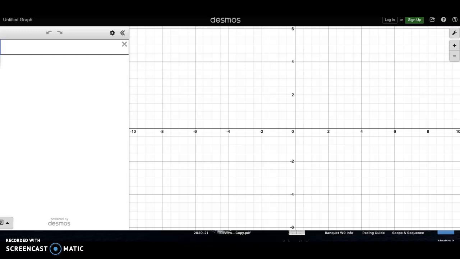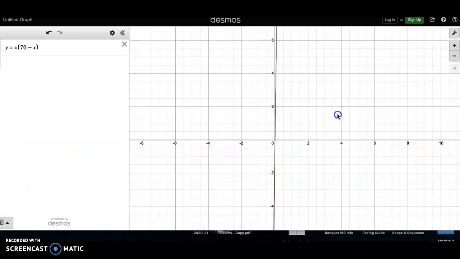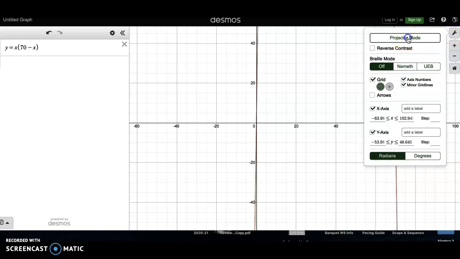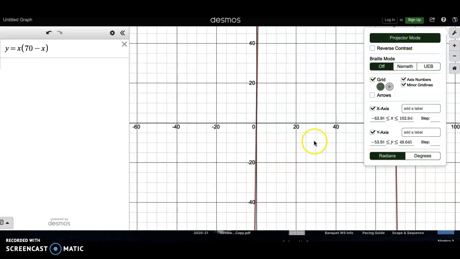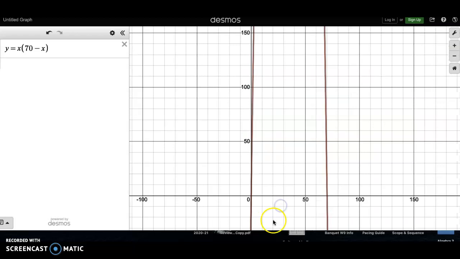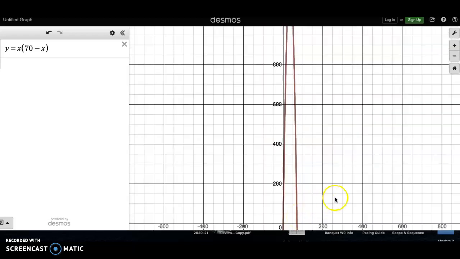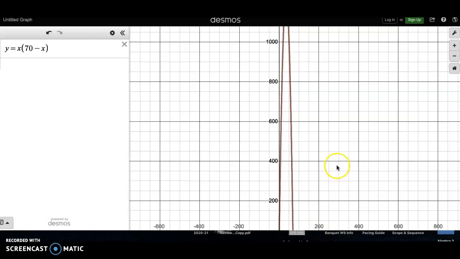To solve question 2 regarding the garden example on Desmos, I first need to enter my equation. I'm going to type mine in intercept form, but you could also use standard or vertex form if you have those. If you want bolder lines, you could turn on the projector mode. And I can zoom in and move my screen around until I see the entire graph.